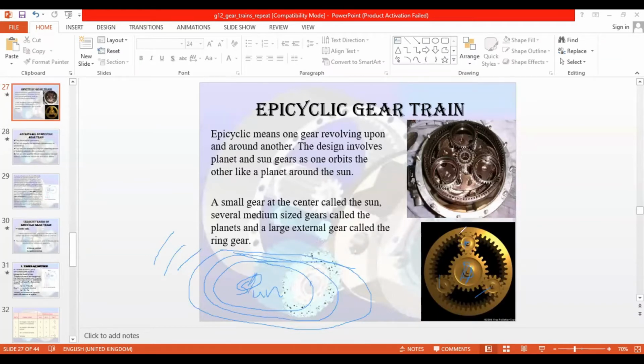And the outermost gear is called the ring gear. These planets need a path to rotate. They can't arbitrarily move here and there. So this ring gear holds the complete system.